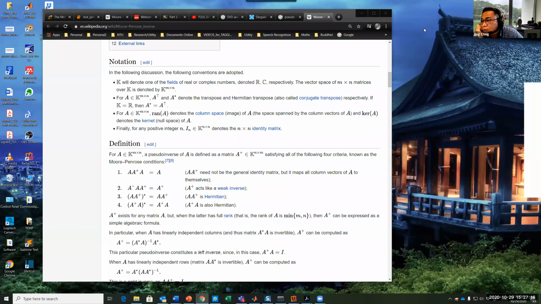Yes, Prof. Isn't it sufficient to just prove one of it is equivalent to the normal equation? No, nothing to do with the normal equation. The pseudo inverse has nothing to do with the normal equation. The pseudo inverse is actually... what's his name?